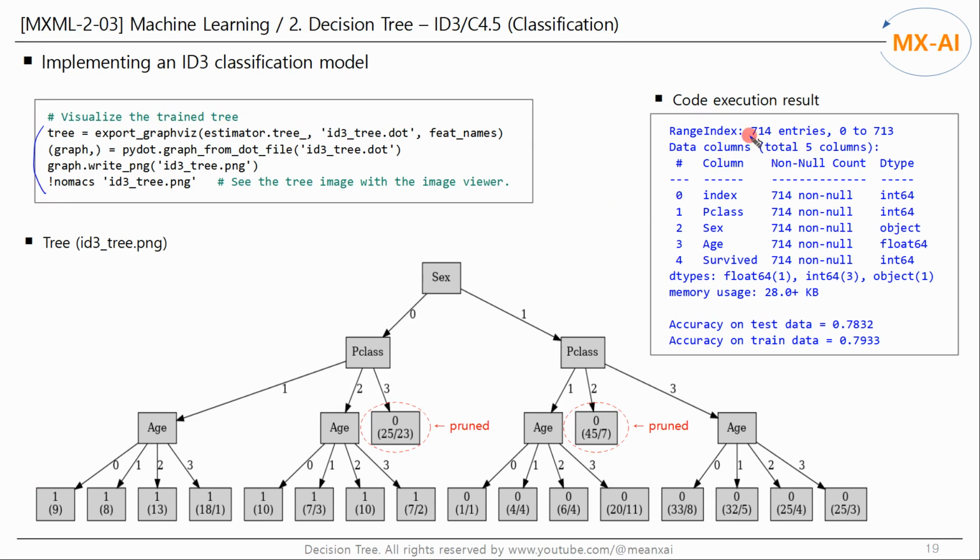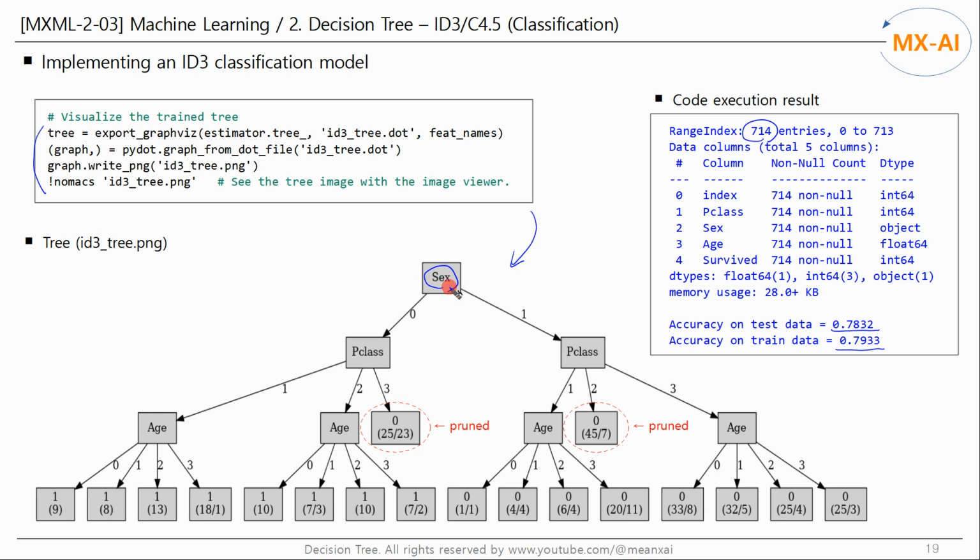The dataset contains a total of 714 data points. The accuracy on the test data is 78.32%. And the accuracy on the training data is 79.33%. The tree that has completed training looks like this. In the previous example, P class had the highest IGR. That was the result of using only 18 data points. Using all 714 data points, the IGR for sex is the highest like this.